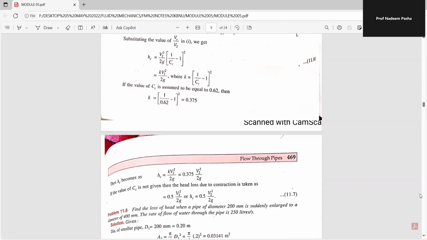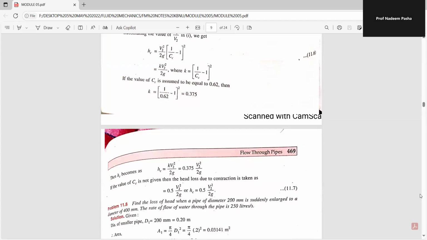Similarly, loss of head due to sudden contraction, how are you calculating? Hc comes out to be K into V square by 2g, or 0.375 V1 V2 square by 2g. If the value of Cc is not given, then the head loss due to contraction is taken as Hc equal to 0.5 V2 square by 2g. So there is a big difference between loss of head due to sudden expansion of pipe and sudden contraction of pipe. In case of expansion, we use the formula (V1 minus V2) whole square divided by 2g, whereas in case of contraction, Hc is equal to 0.5 times V2 square by 2g.